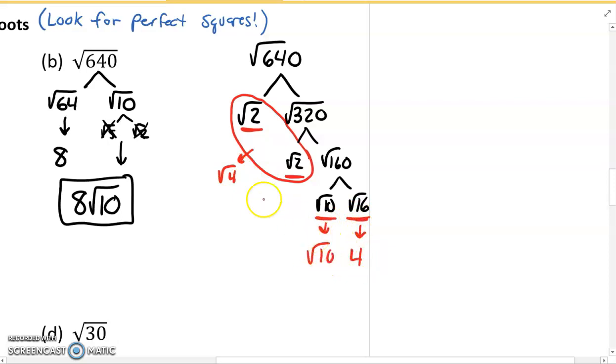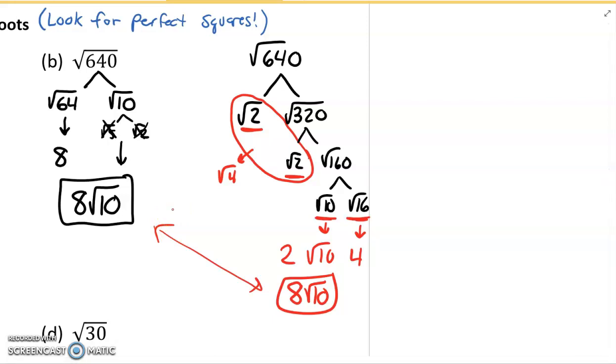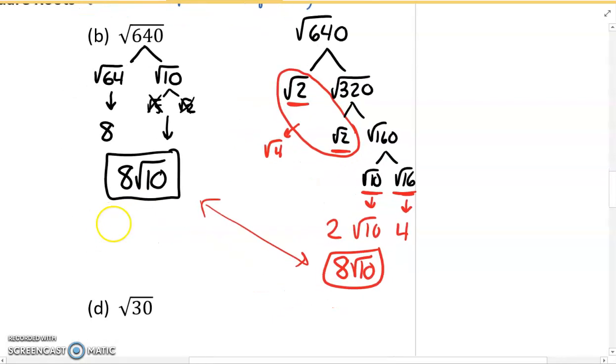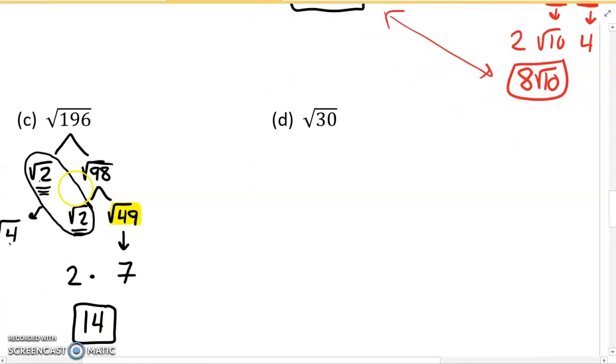So we have all of this stuff, right? Square root of 4 is 2. And so when we simplify all of this, we're going to get 8 square root of 10 still. So you can see that even if I go the more difficult route over here on the right-hand side, I'm still going to get the same answer. So we have one last example, and then you guys are going to try a few to wrap up this video. So square root of 30.